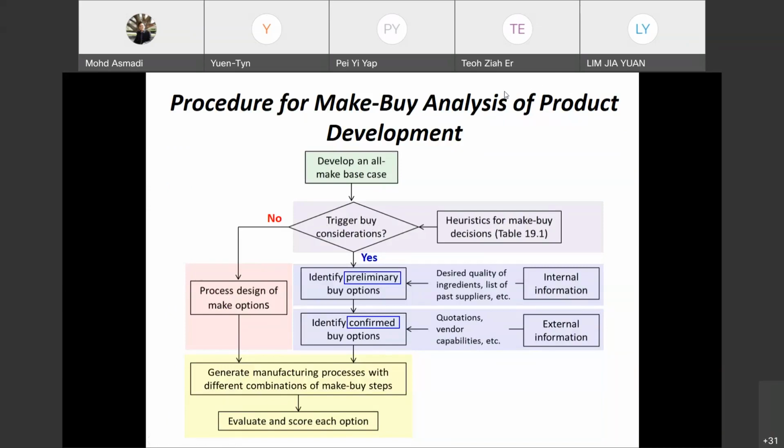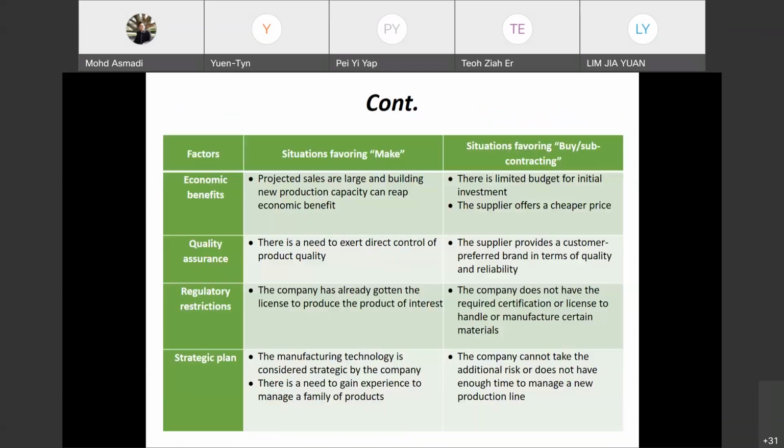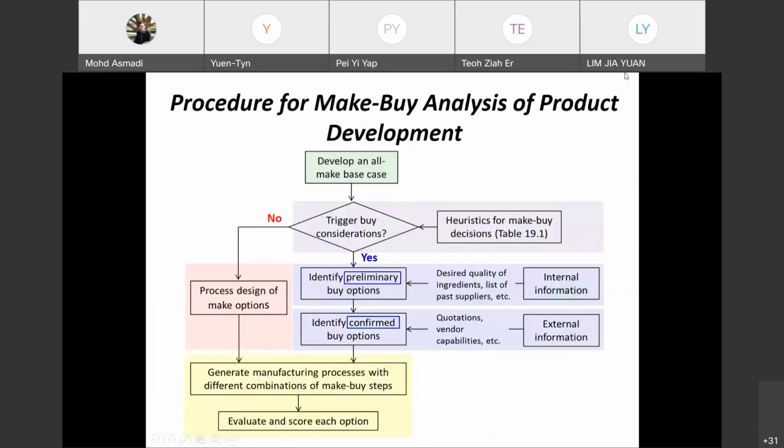If you look at here, make base case, all manufacturing steps are performed internally. So this one you have to consider at this stage, from the previous table, Table 19.1. You have to consider all the factors, the heuristics, to make the make or buy decision. Whether make or buy decision, we can do in parallel.